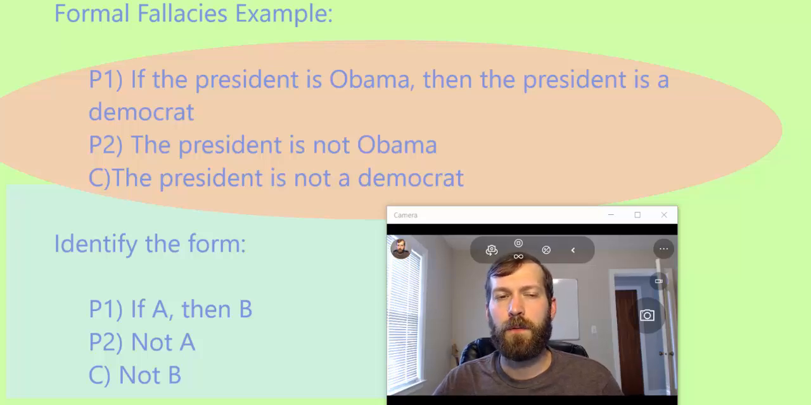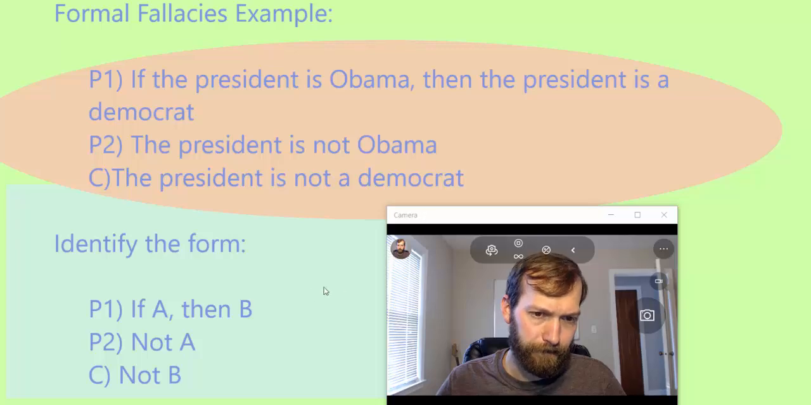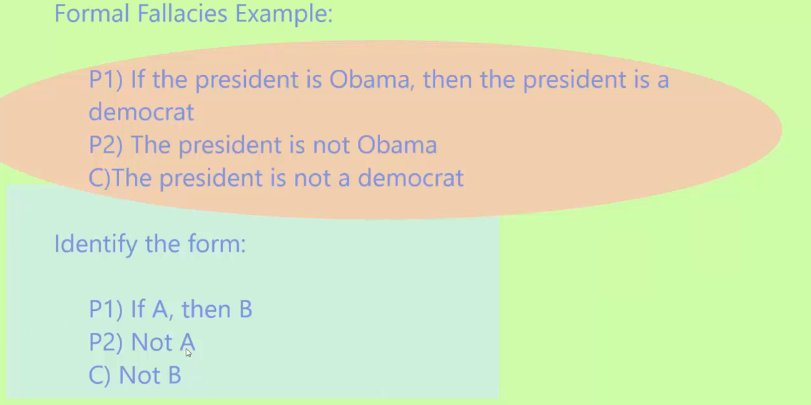So here's our example of a formal fallacy. It says, if the president is Obama, then the president is a Democrat. The president is not Obama. Therefore, the president is not a Democrat. This takes the same form, it has the same structure as the fallacious argument I was giving in the previous slide. It says if A, then B; not A; therefore not B. We call this denying the antecedent. We call this denying the antecedent because A is our antecedent and premise 2 denies it. It says not A. So it says A doesn't occur.